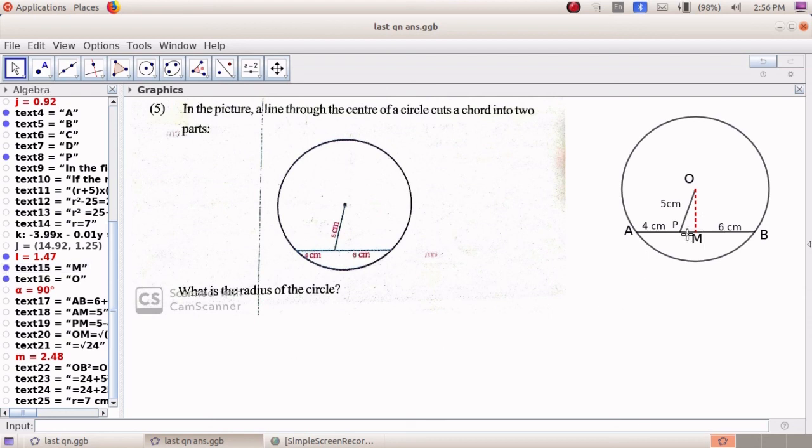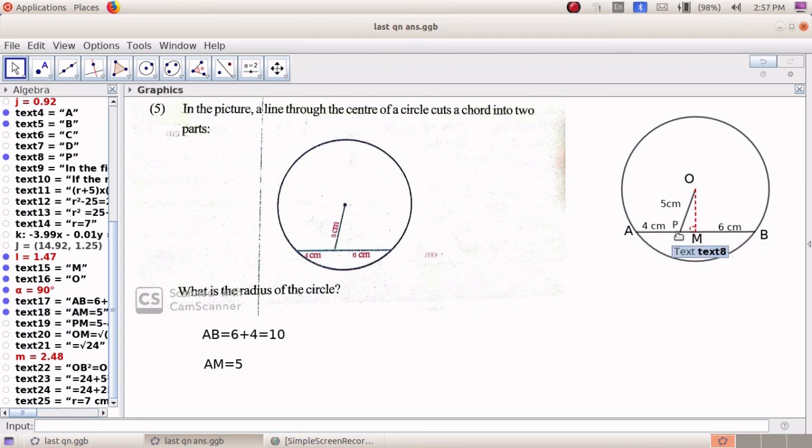Now see, angle OMP is a 90-degree angle because we have drawn a perpendicular. We know the perpendicular from the center to a chord bisects the chord. Since AB is the total length, 4 plus 6, we know these two pieces are 4 and 6. Therefore, the total length of the chord AB will be 4 plus 6, which is 10. As OM bisects AB, AM will be 5 cm then. This much length AM will be 5 cm.